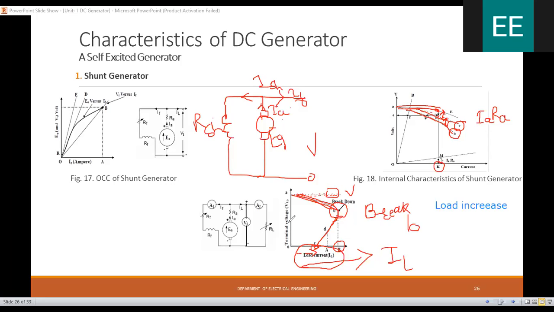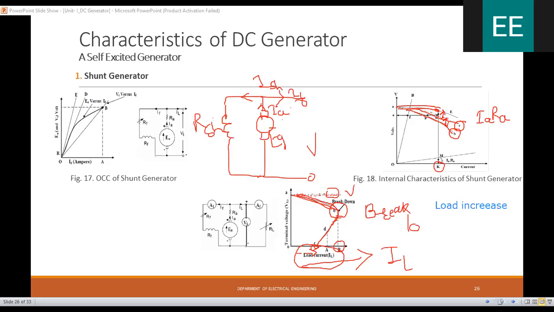DC shunt motor ची काय आहे? External characteristics. लक्षात आली का ही characteristics? Is there any doubt in these characteristics? No, sir. Okay, so this is an easy one.